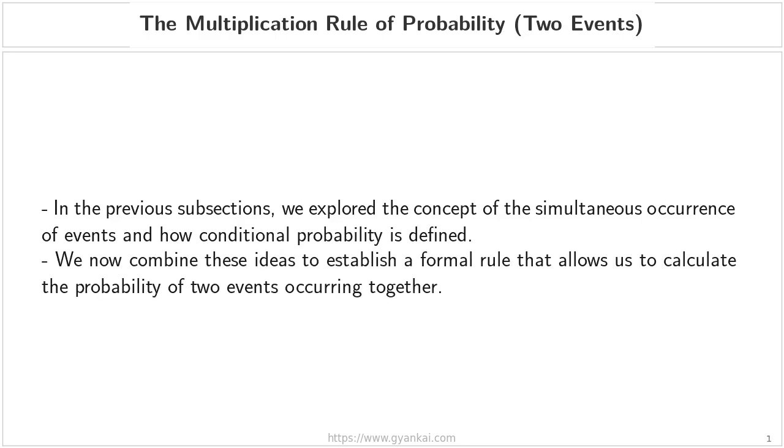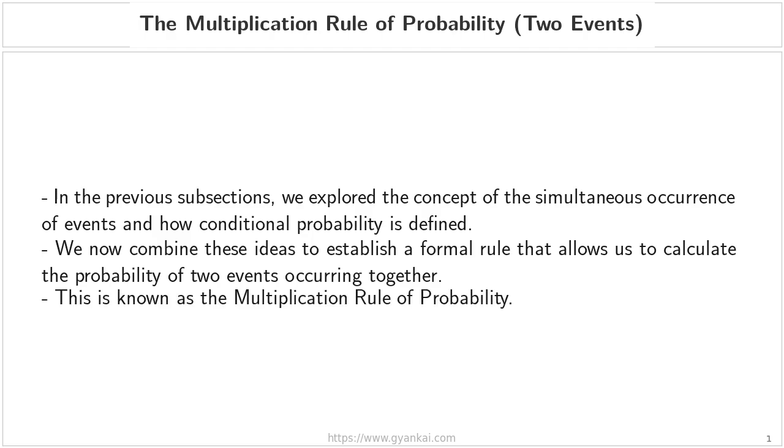Now, today, we are going to take those 2 fundamental building blocks and bring them together. We are going to establish a formal, mathematical rule that allows us to precisely calculate the probability of 2 different events occurring together. This essential concept is known as the multiplication rule of probability. Over the next few slides, I will show you the formal definition, walk you through the logic behind it, and demonstrate how to apply it to a real-world problem.